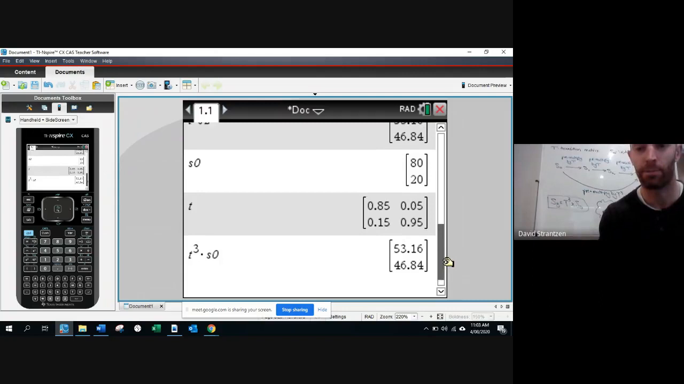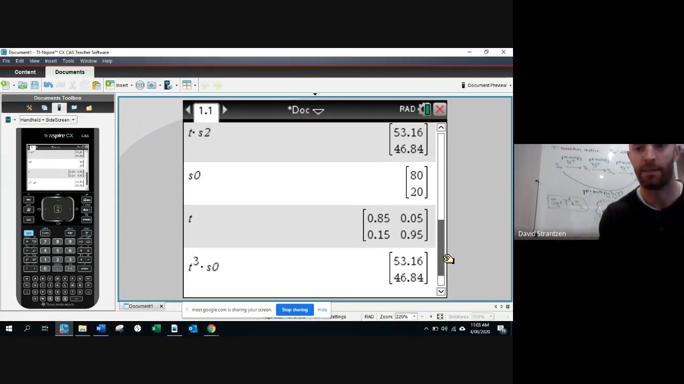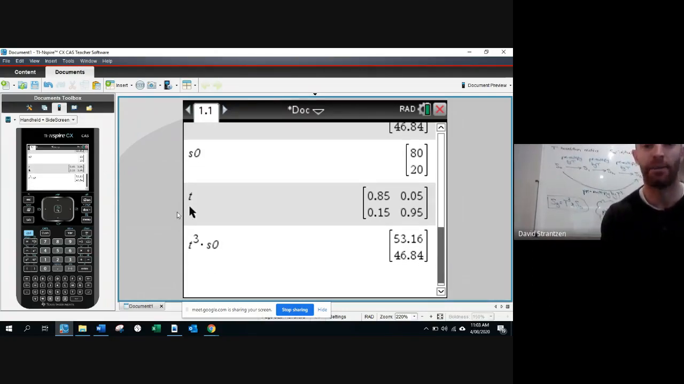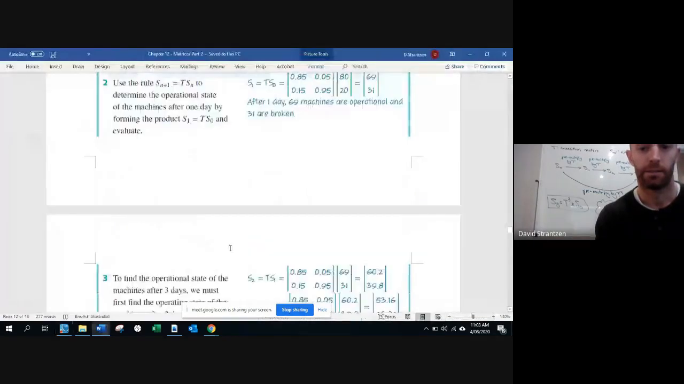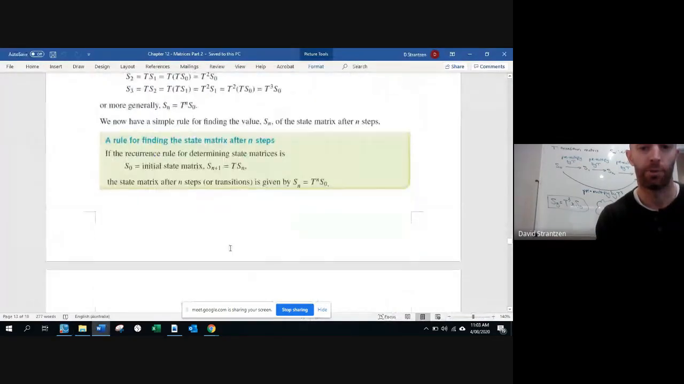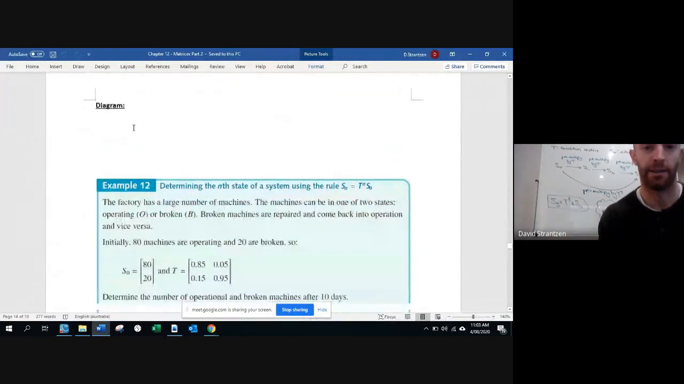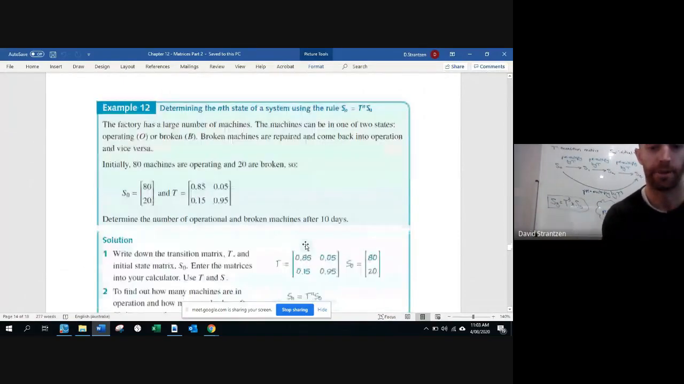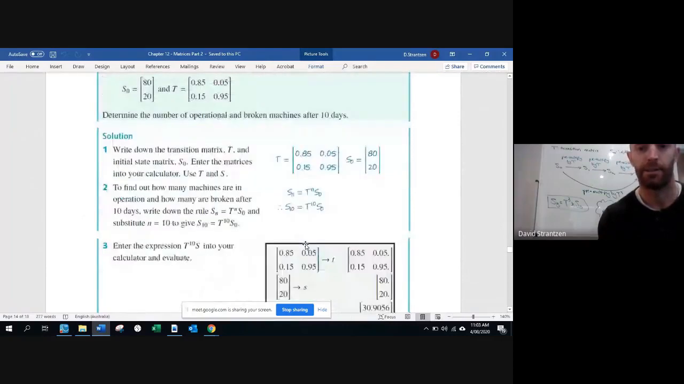Remember 53.16, there it is up there, and 46.84, but now I get it in one step using the rule, okay, because I've used the power of 3. That tells me I'm 3 days further along from my starting day, okay? So that's how this rule works. It's really, really handy. The diagram here I've got in your notes is just the diagram that I had on the board, okay?